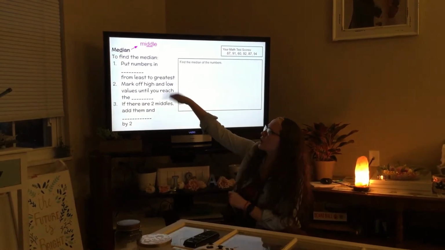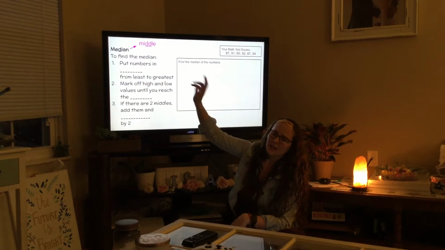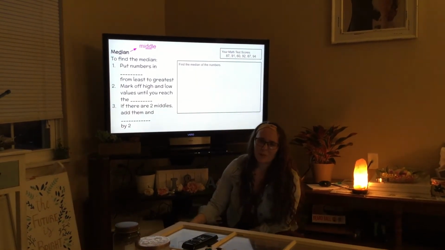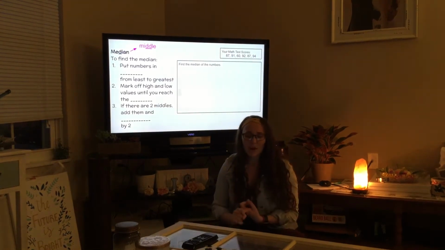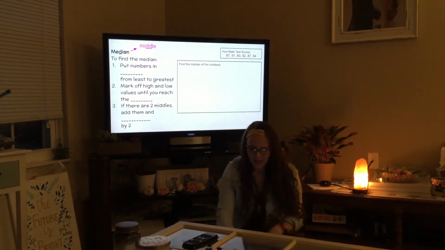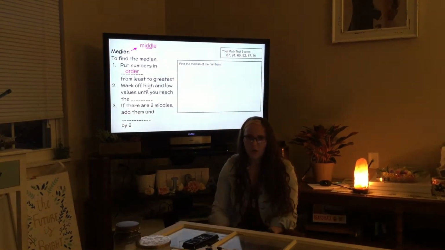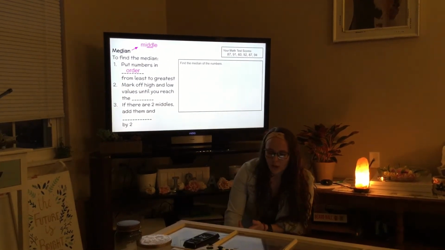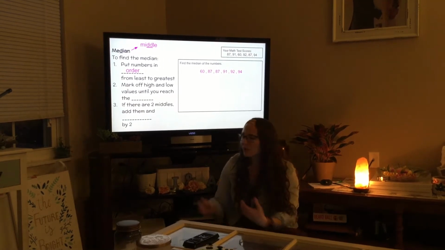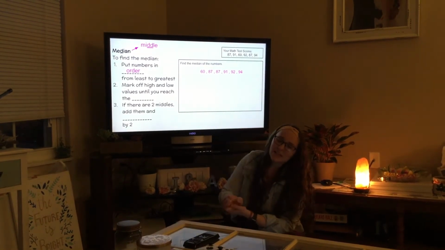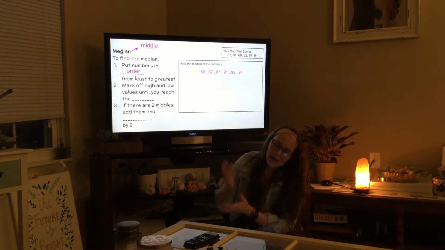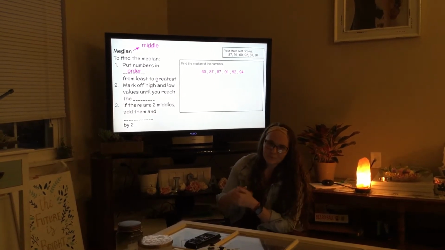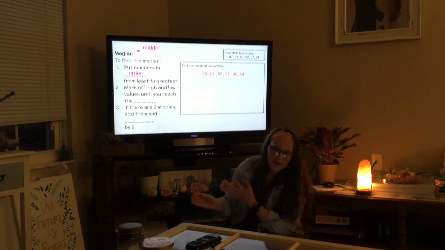So you might want to put a little star next to step number 1, because a lot of people skip that step, but it is so important to do step number 1 first. Step number 1 is that you need to put all the numbers in order from least to greatest. So if I were to order my data set from least to greatest, it would be 60, 87, 87, 91, 92, and 94.